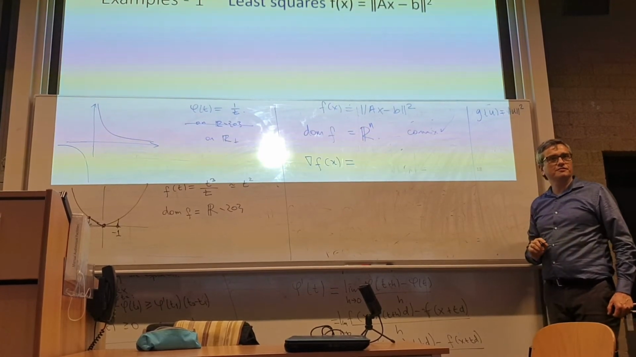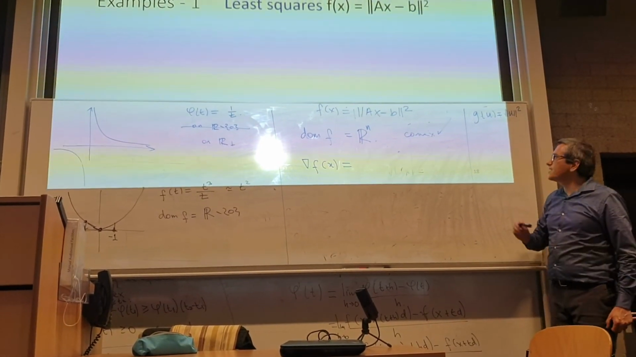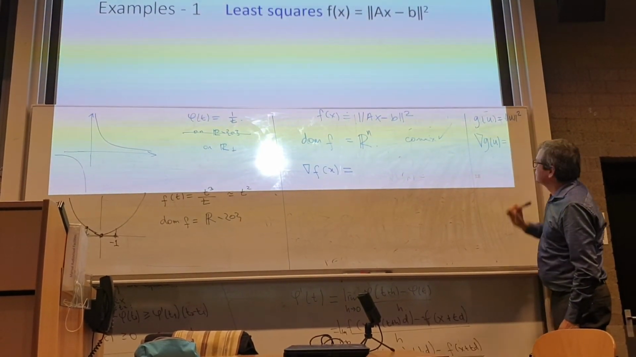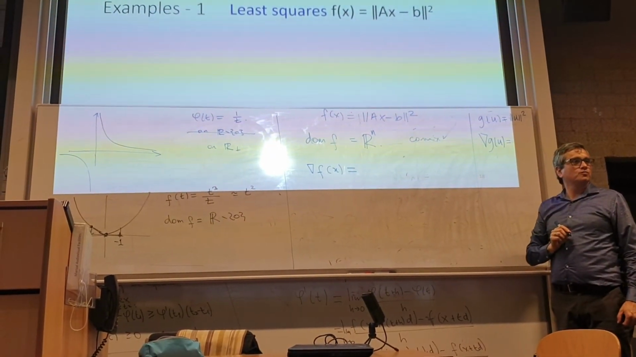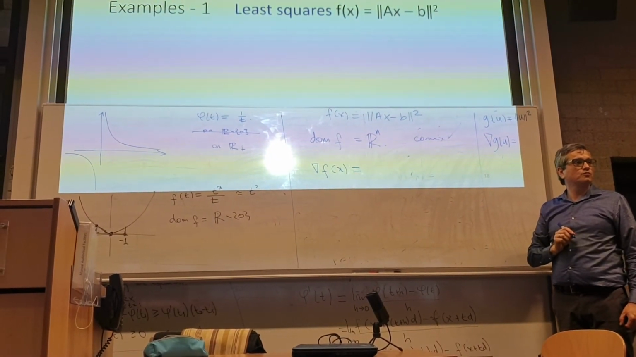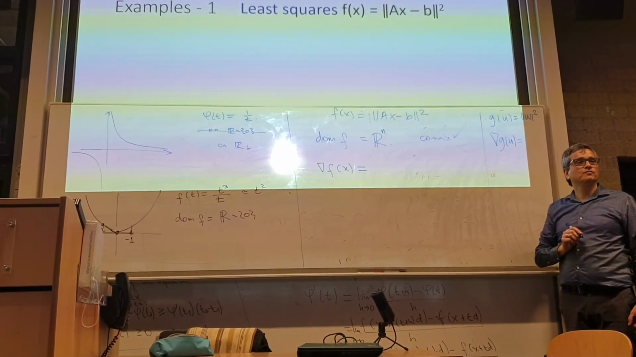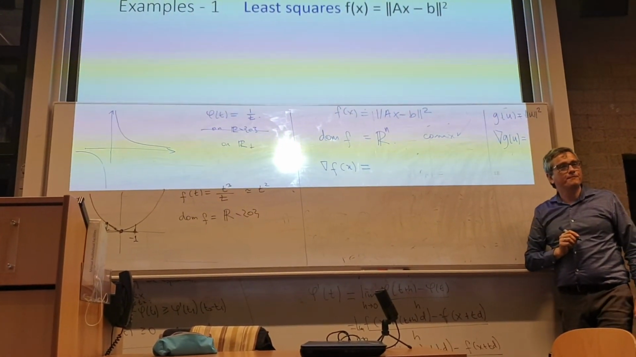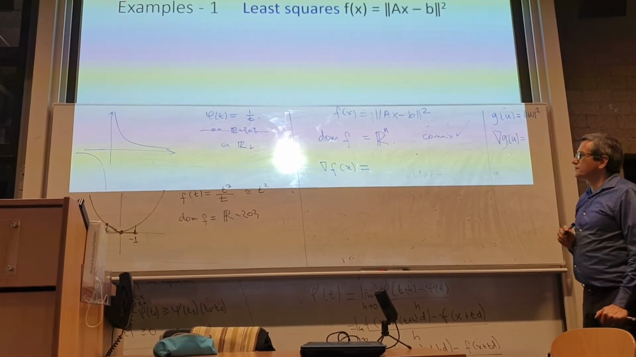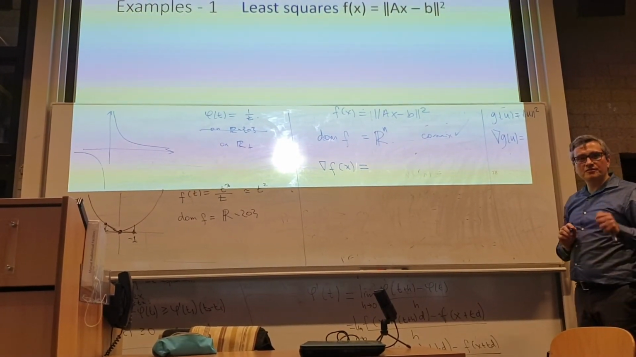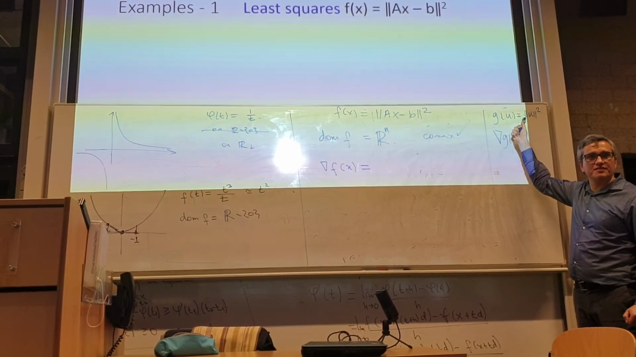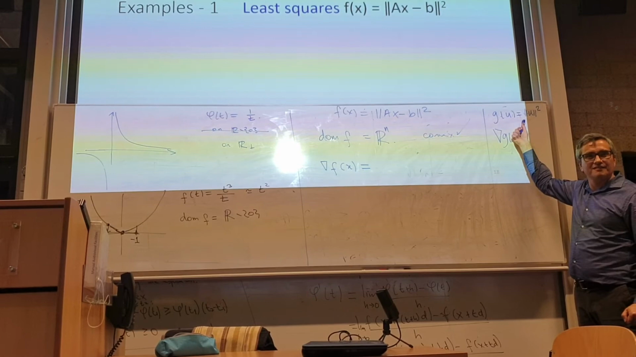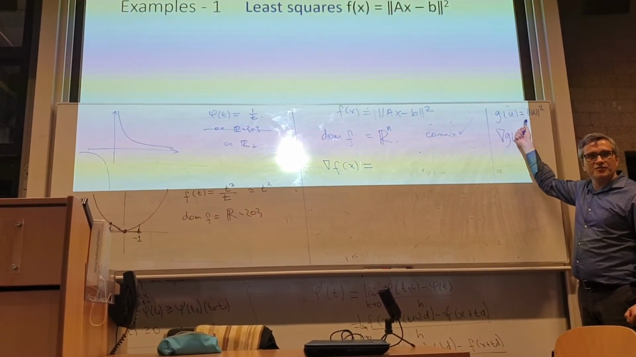Basically using this function, the norm square. What is the gradient of the norm square? Is it 2Ax minus 2b? Almost. What is the gradient of the norm square? Because this one you have right. You did this part correctly.